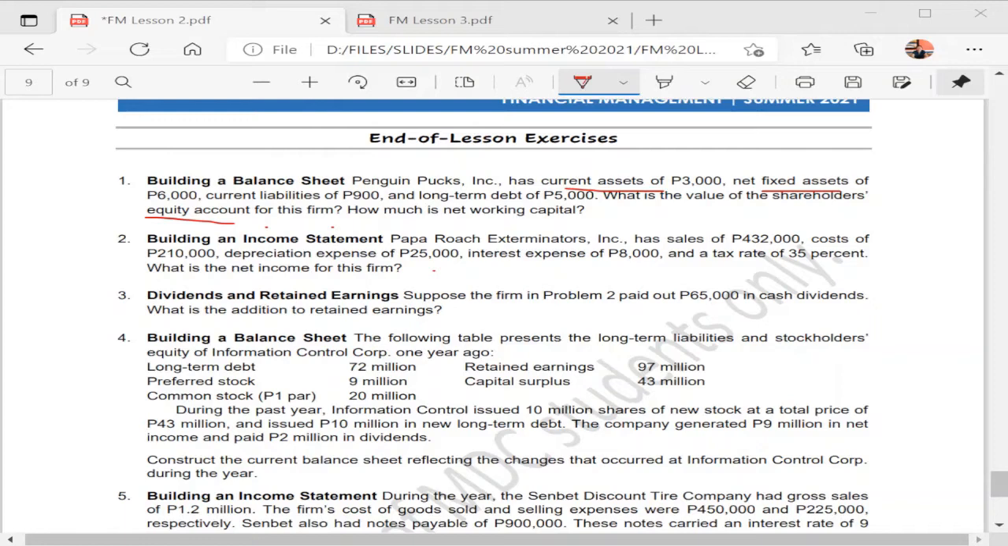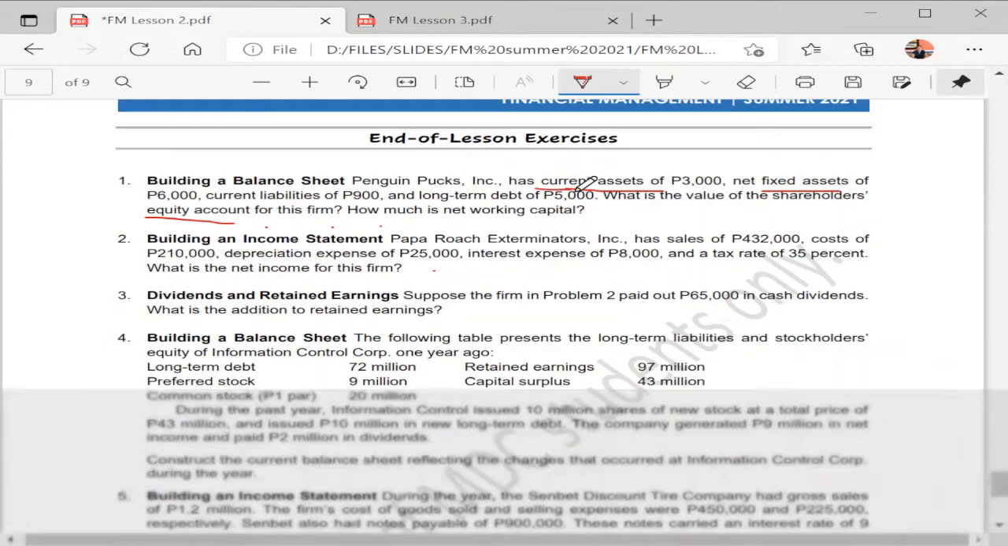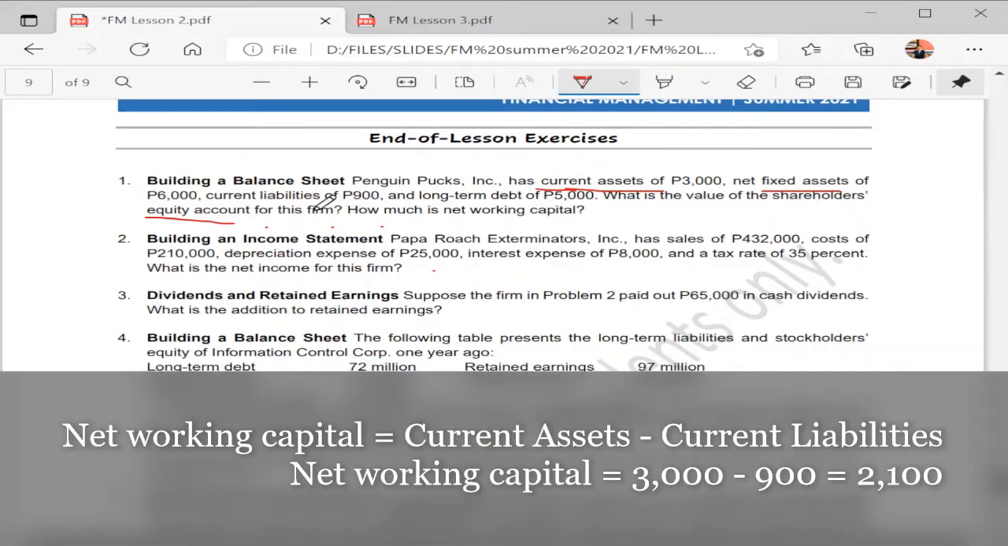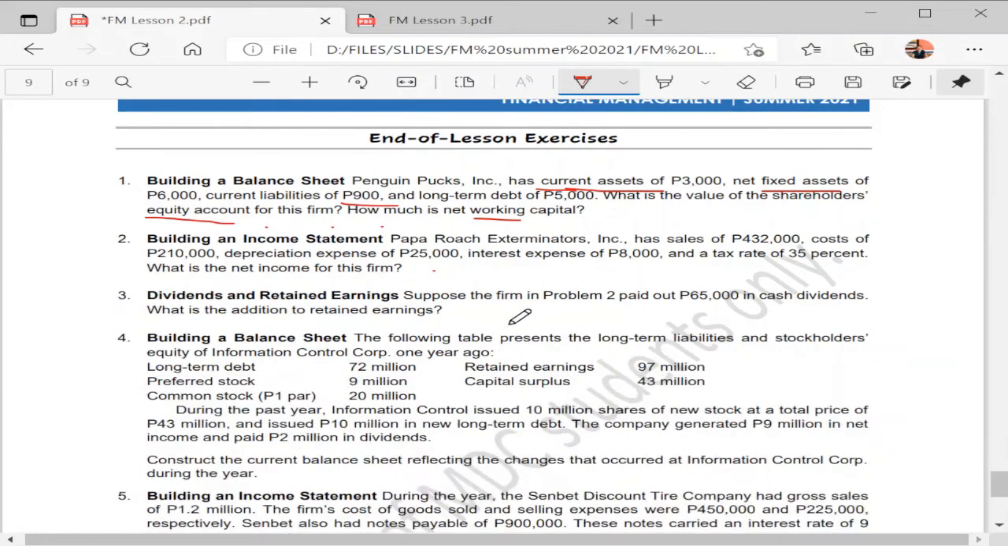Okay, next question. What is our net working capital? How do we get your net working capital? Remember the formula, that's the difference between your current assets and your current liabilities. Therefore, 3,000 minus 900, that is 2,100. So that is our net working capital. So your answers are correct. Very good.